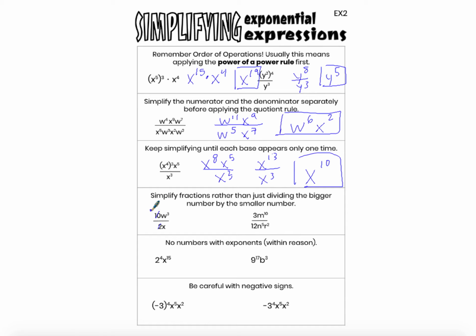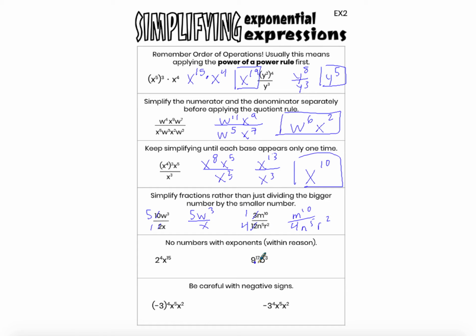This part is just really a repeat of what we talked about on the quotient rule toolkit, but we want to simplify fractions rather than just doing 10 divided by 2, 12 divided by 3. That'll ensure that I have the coefficient in the numerator or denominator as required. So in this first case, 5 ends up in the numerator. In the second case, 4 is in the denominator because I think of this as simplifying the fraction 3/12 to 1/4.